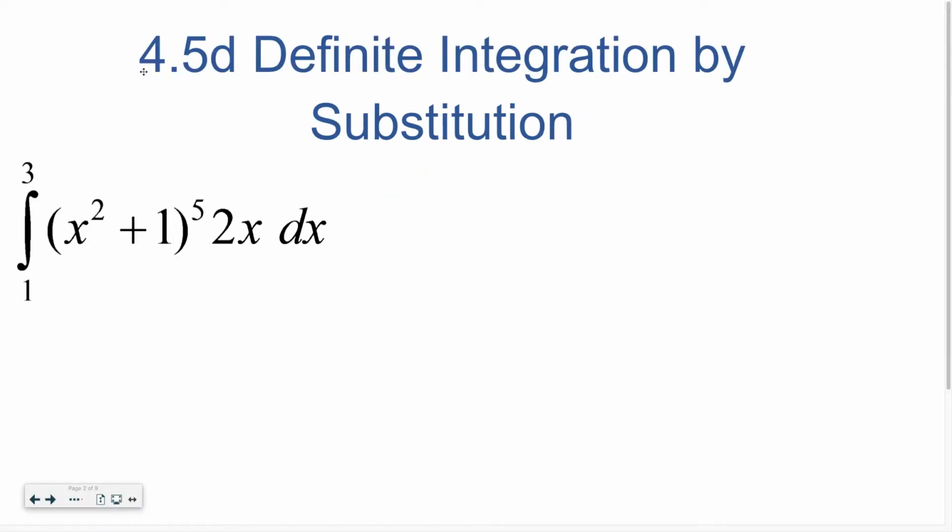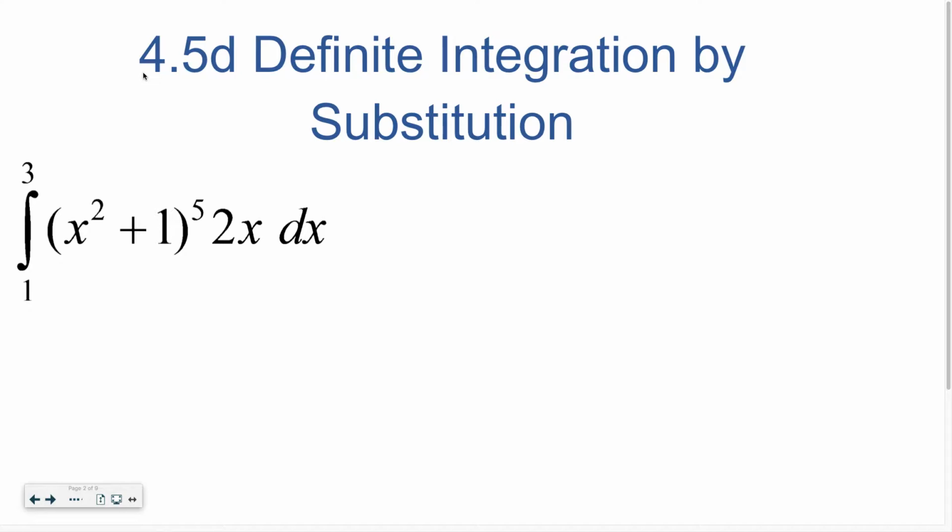So we have two things that we're going to do today. The first thing, as you can guess, we're going to look at U substitution and how a definite integral will impact that process. And then we're also going to look at something called average value. Okay.